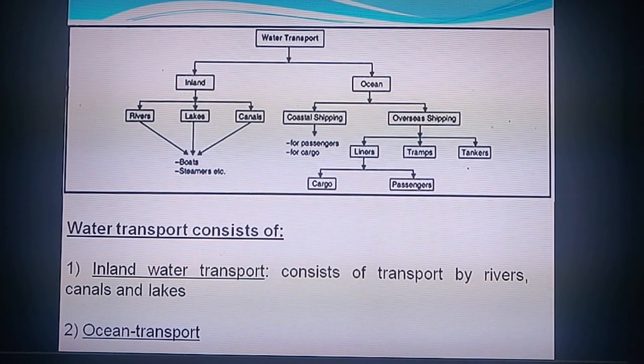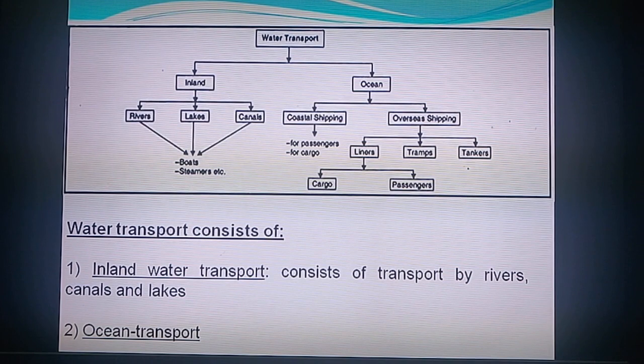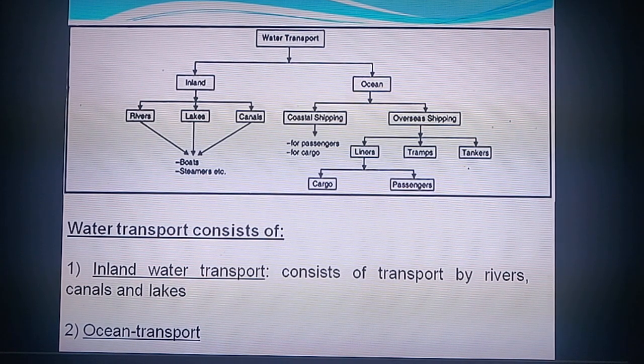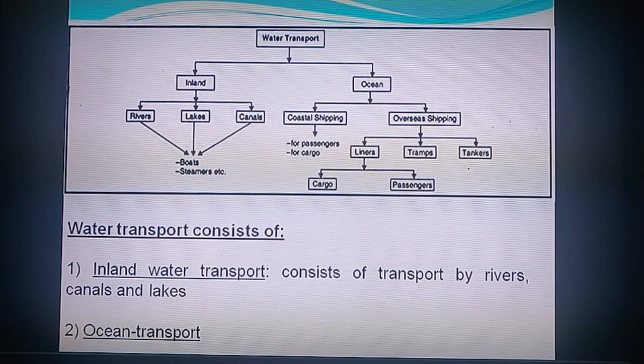So you can see the flow chart over here. First we have water transport at the top. It is divided into two parts, that is inland and ocean. Inland is divided into three parts, that is rivers, lakes and canals. And ocean is divided into two parts, that is coastal shipping and overseas shipping. Rivers, canals and lakes use boats and steamers, right? And coastal and overseas shipping are for passengers and cargo, and overseas shipping uses liners, tramps, tankers, cargo and passenger ships. So this is a small flow chart which you can see, right?